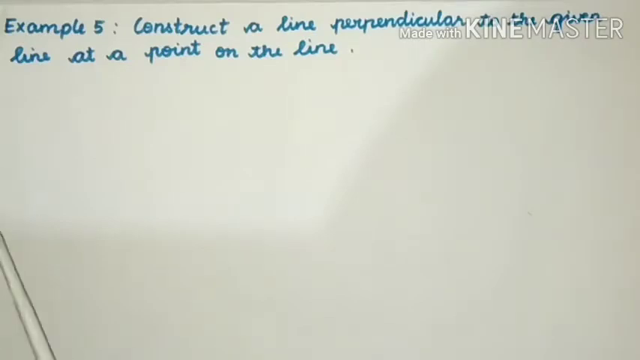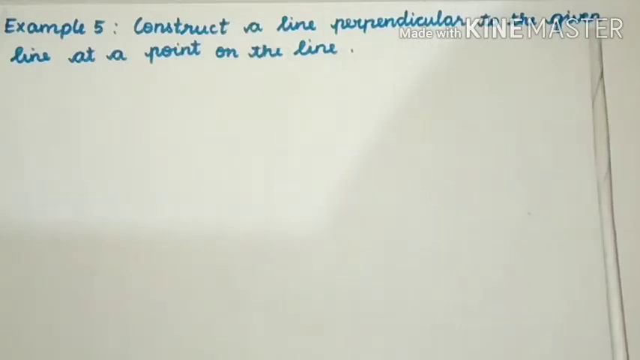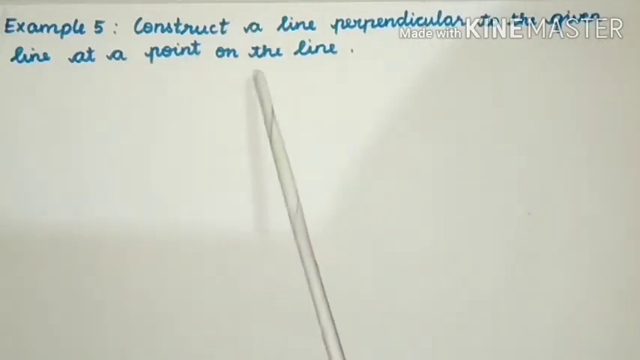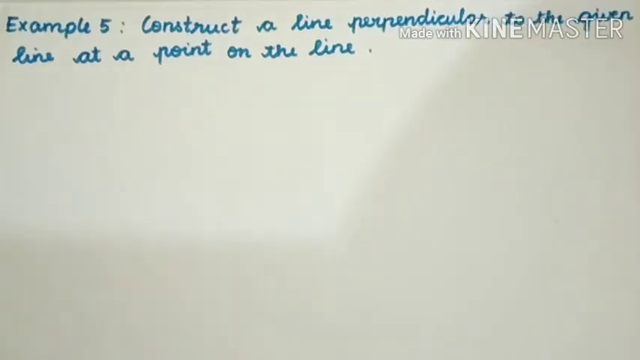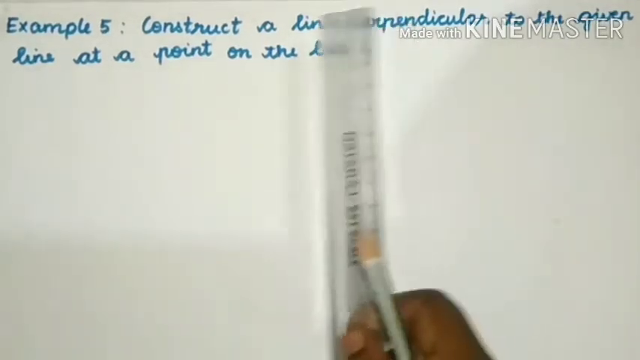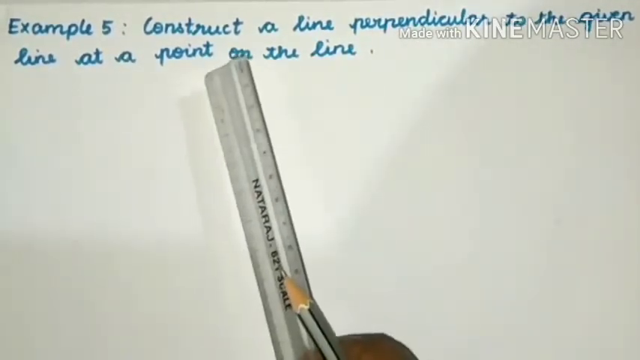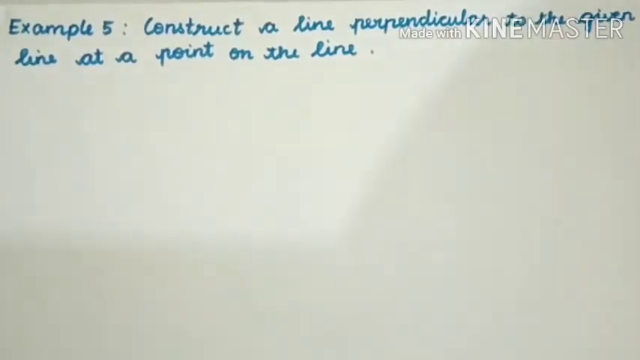Let's begin with the construction of perpendicular lines. Example 5. Construct a line perpendicular to the given line at a point on the line. Students, first you have to draw a line AB. See, in this question the name is not specifically given. That is, draw a line AB or draw a line PQ like this. So we have to draw a line AB and a point P.